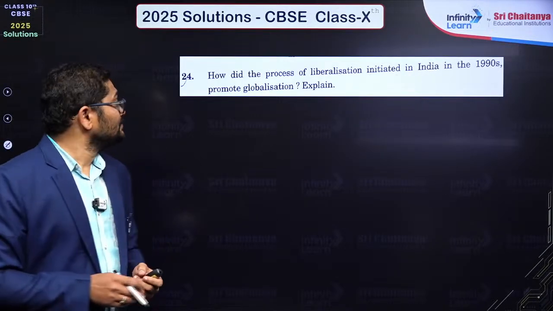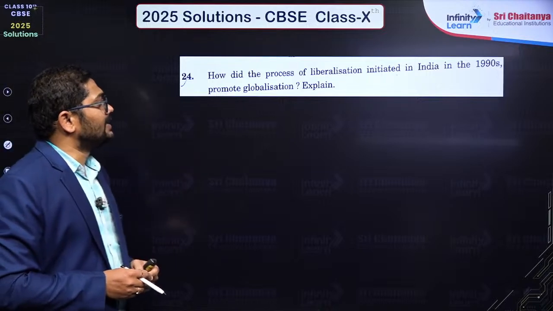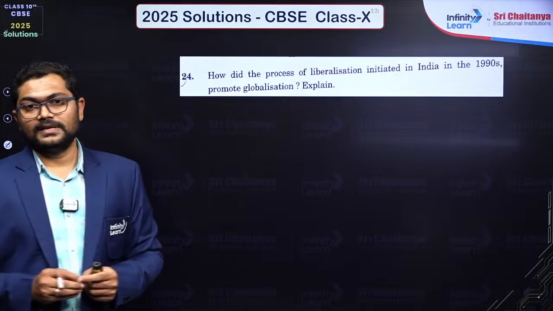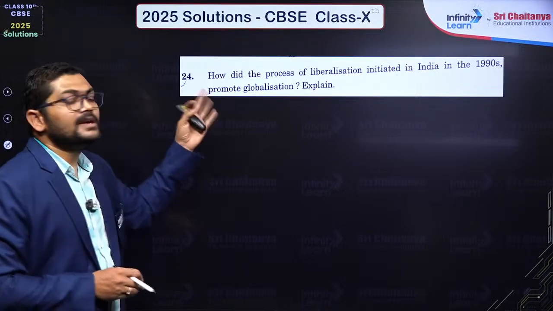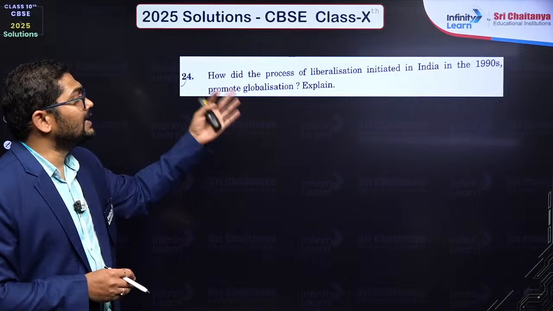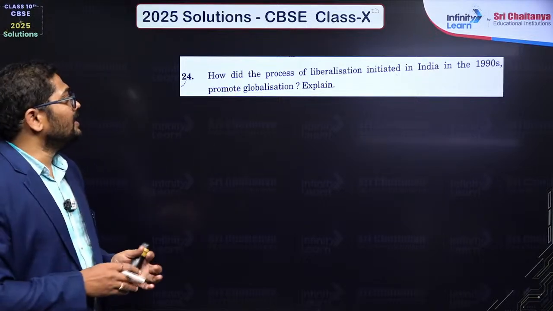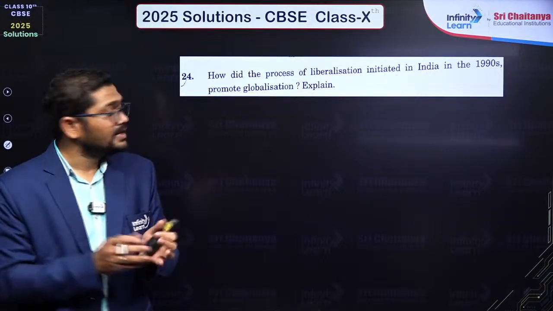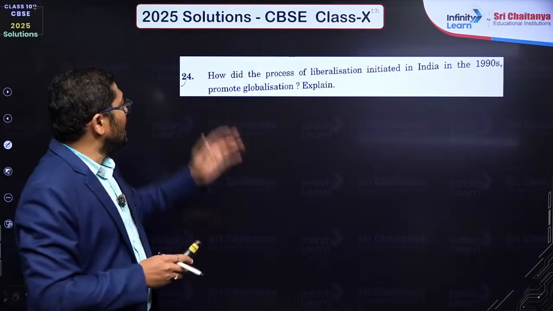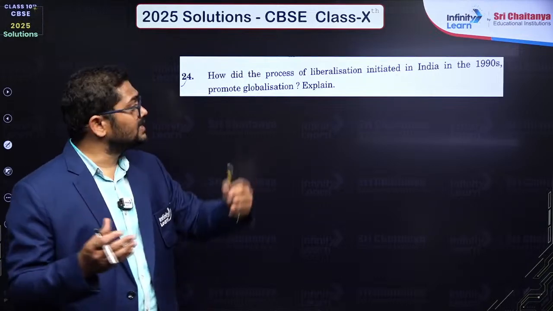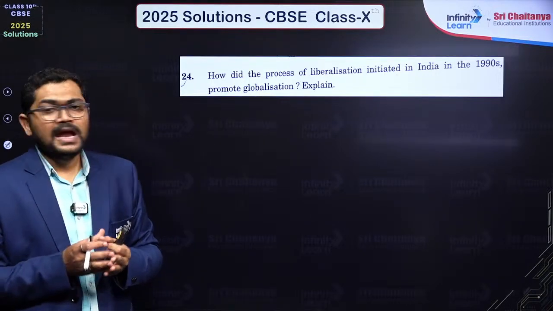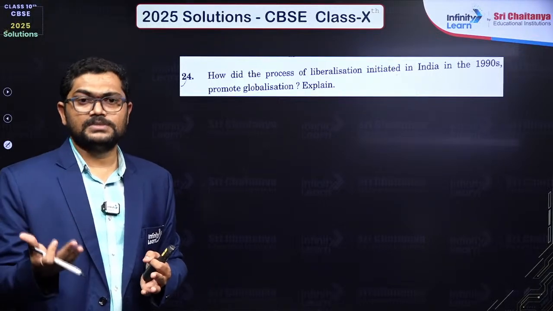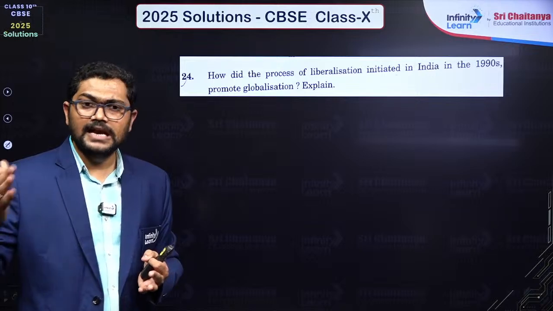Question number 24: how did the process of liberalization initiated in India in the 1990s promote globalization? Explain. So we need to write about how liberalization happened in India in the 1990s. First we may write the actual meaning of liberalization. Whenever the trade barriers are removed, it is the process called liberalization. And how did it happen? By removing the trade barriers. Before the 1990s, India was a closed economy, and from 1991 specifically, the reforms came into the picture: liberalization, privatization and globalization.